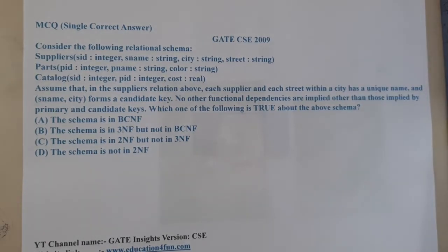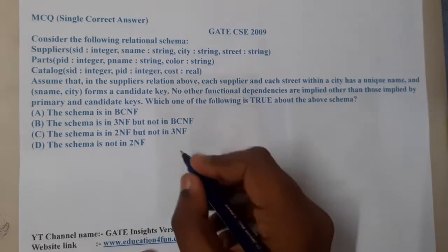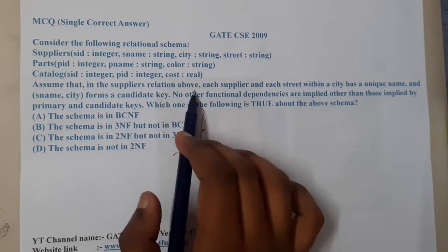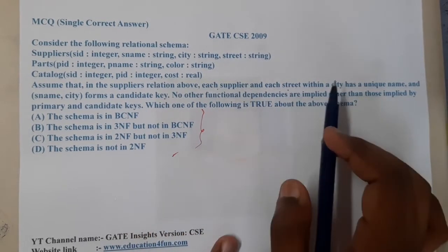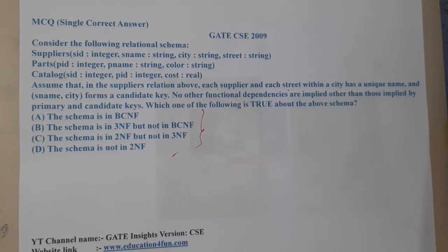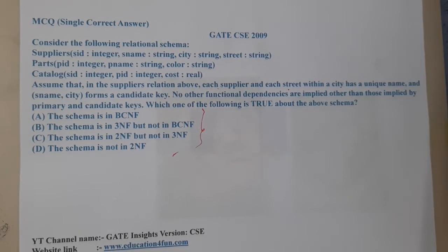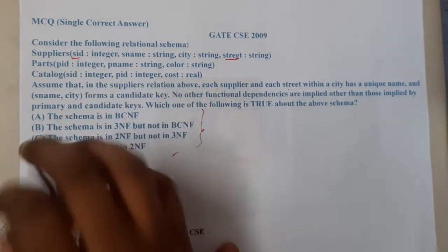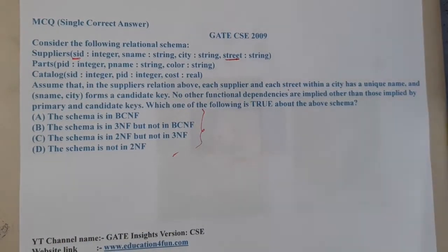Okay, so in this question, they are asking what is the normal form for this, and they clearly told that assume that in the supplier relation above, each supplier and street within a city has a unique name. Okay, so each supplier and each city with each street within a city has a unique name. So indirectly, street and SID is going to be unique, is going to be the primary key, right? So anyway, let us go through the next part, guys. I'll be confirming it soon, so don't worry.